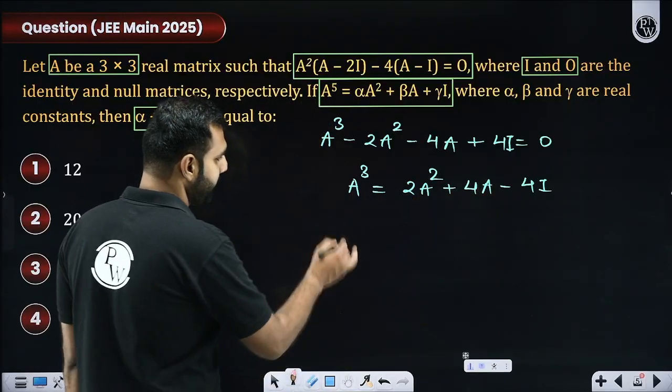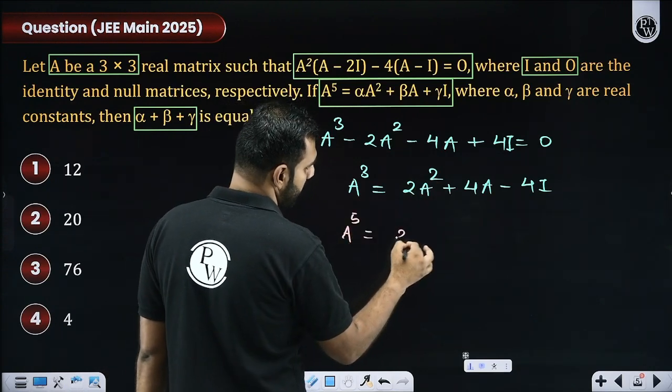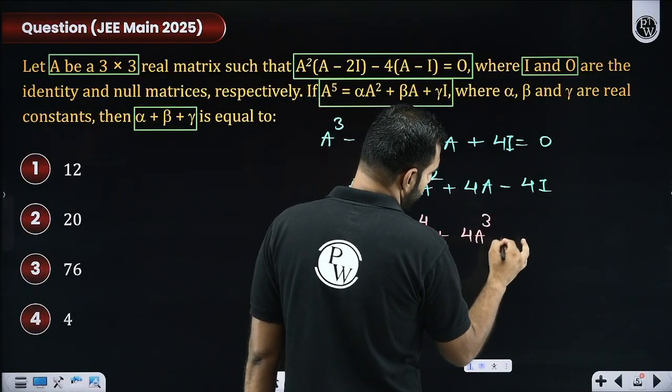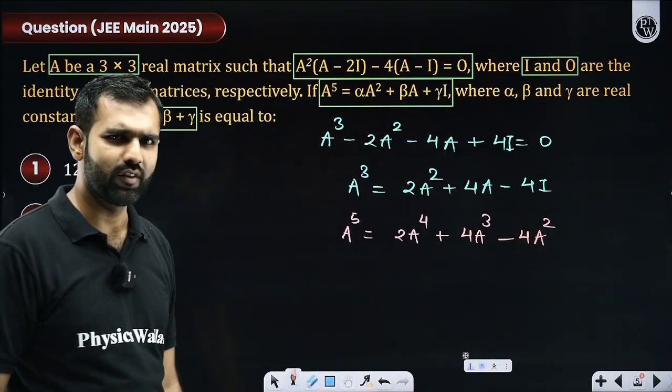So if I'm doing that, I'll get a square into a cube, that is a to the power 5. A square is 2 into a to the power 4. This is 4a cube, yes or no? And this is minus 4a square. Got this point, everyone? Everyone comfortably got this.